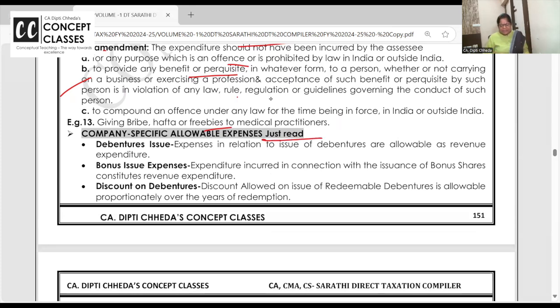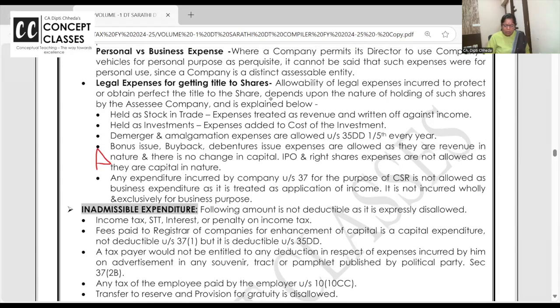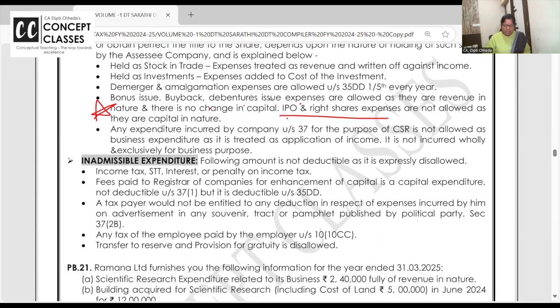Company related expenses are allowed. Debentures issue, bonus, and all the expenses are allowed. Bonus, buyback, and all. But where your capital is changing, you are coming up with a new public offering, shares you are issuing, and all. It's a capital expenditure, it's not allowed.